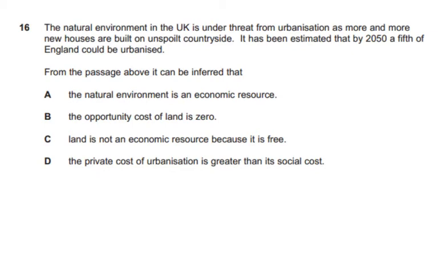A few of the things that we could do immediately: we could rule out that one on the basis of the fact that it talks about there basically being a choice, so there obviously is an opportunity cost. We can also rule out that one, that it talks about externalities and therefore the social costs are higher than the economic costs. We know that none of the factors of production are considered free, so it can't possibly be that one. So the natural environment in this case must be an economic resource. A is the correct answer.